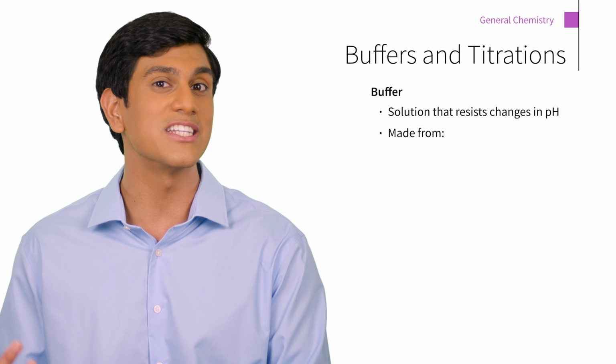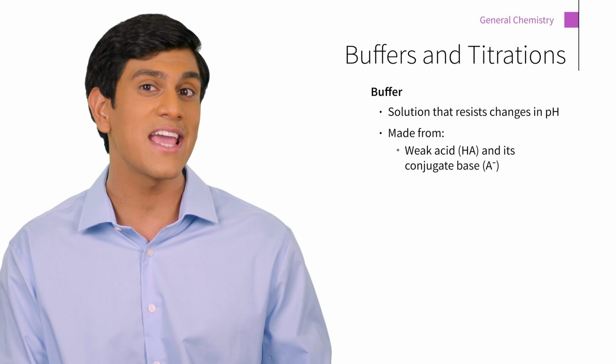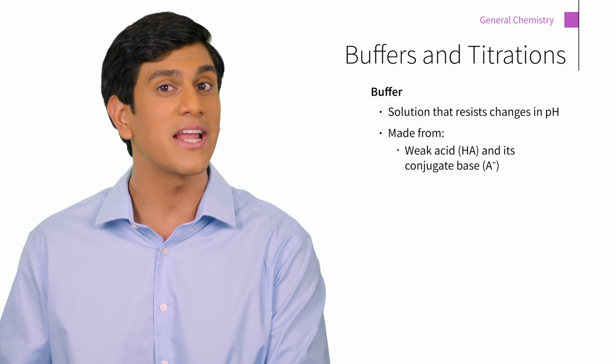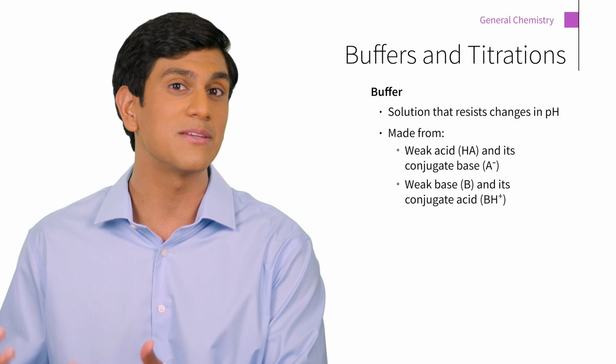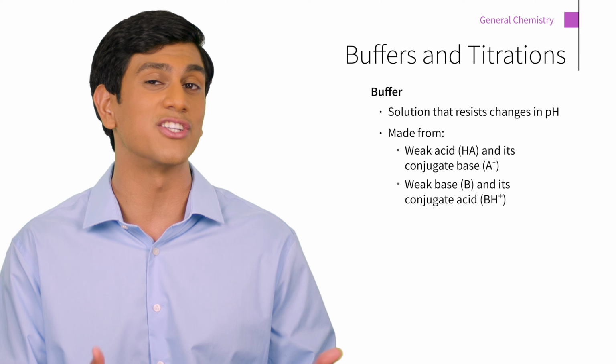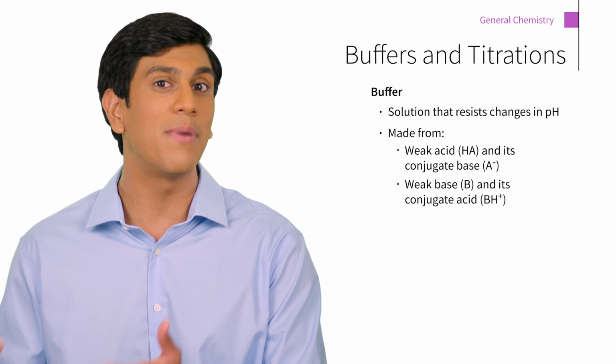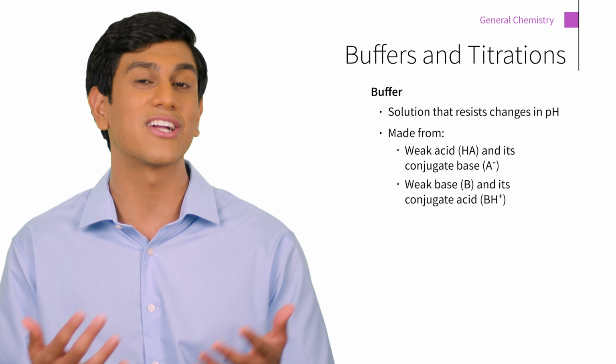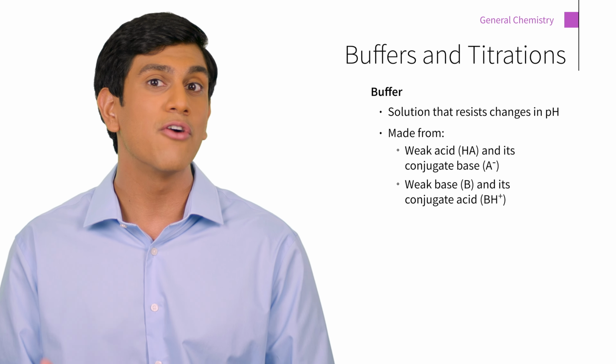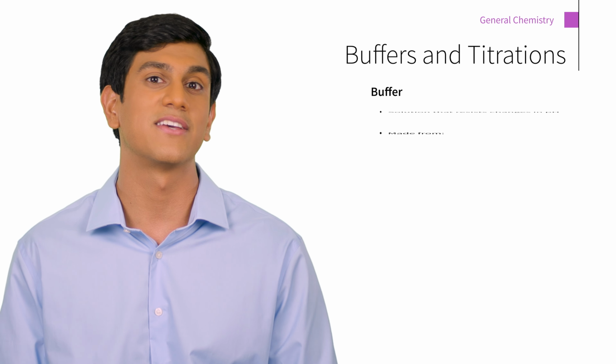A buffer solution is made from a weak acid, HA, and its conjugate base, A-, or from a weak base, B, and that base's conjugate acid, BH+. A simpler way of saying this is that a buffer is a solution that contains a conjugate acid-base pair for a weak acid or base.